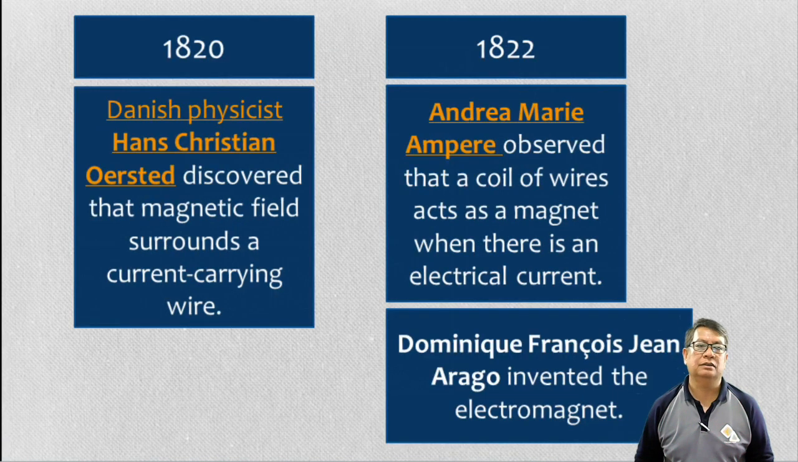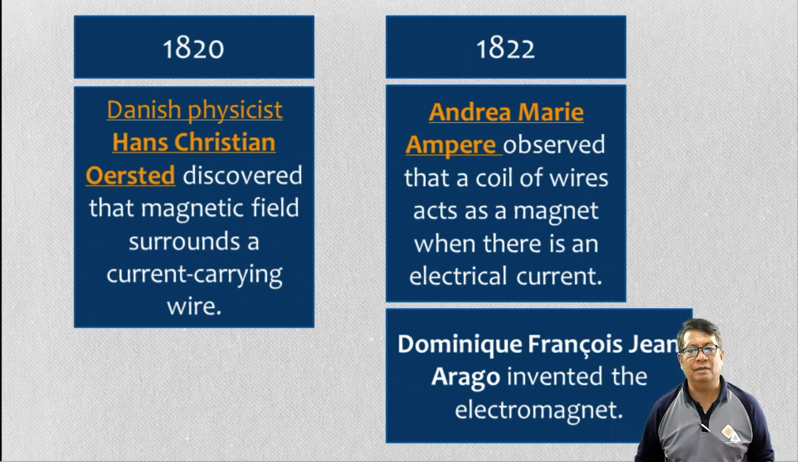In 1820, the Danish physicist Hans Christian Orsted discovered that a magnetic field surrounds a current carrying wire.